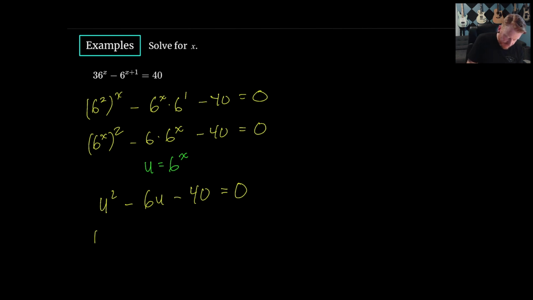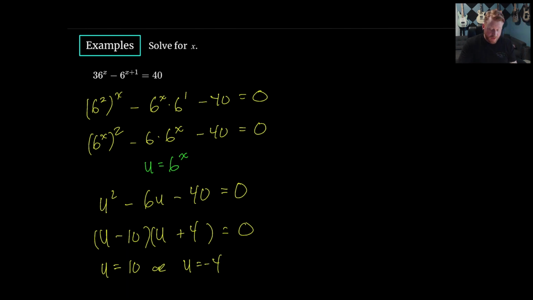So now I think that we can factor this left-hand side equal to 0. We'll have u, and I think that negative 10 and positive 4 will factor this for us. That will give me negative 6 in the middle and negative 40 at the end. Cool. So this tells me that u equals 10 or u equals negative 4. But again, we weren't trying to solve for u, we were trying to solve for x. So let's make that substitution back. We've got 6 to the x equals 10, or 6 to the x equals negative 4.